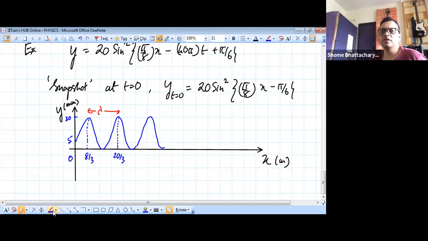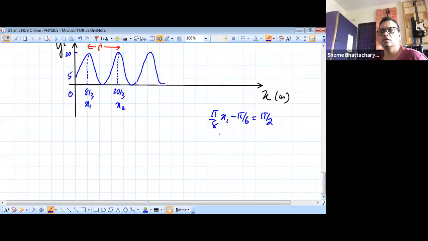So let's say this point here is x1 and this point here is x2. So pi by 8 x1 minus pi by 6 would be equal to pi by 2. So pi by 8 x1 should be pi by 3. X1 should be 8 by 3. And this appears to be okay.